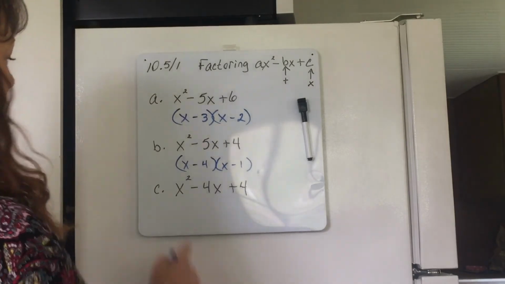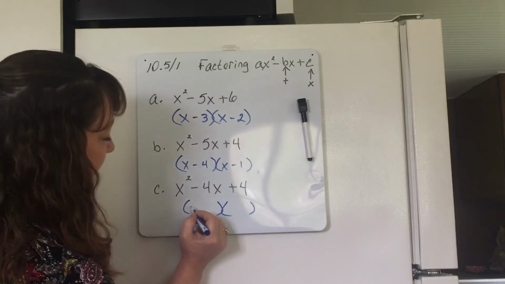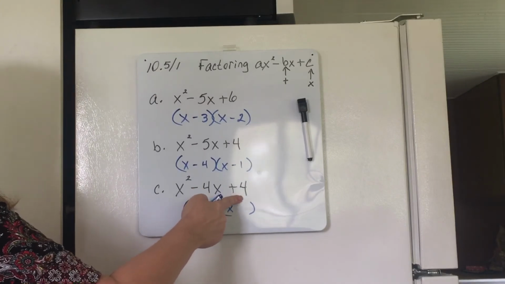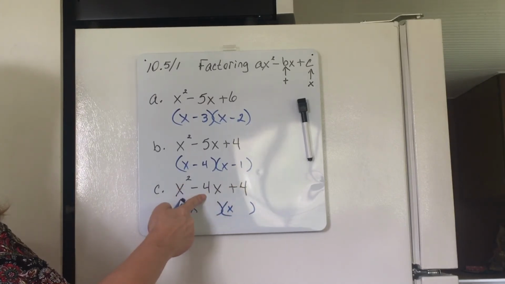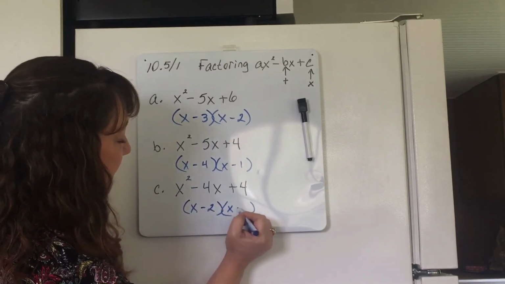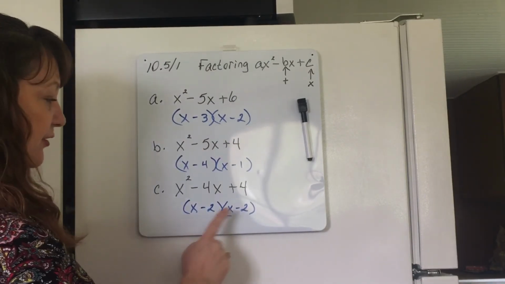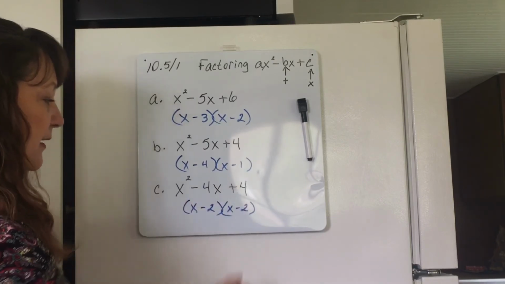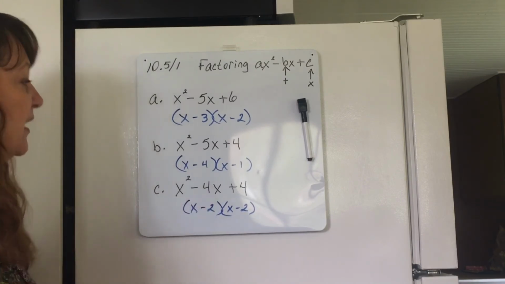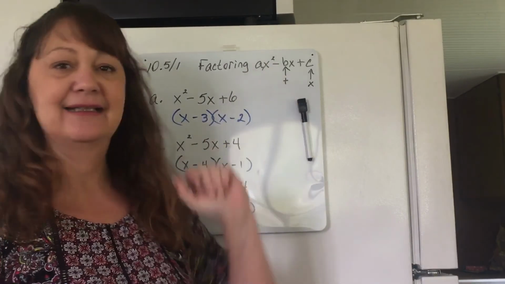One more. We're going to factor this one back out. X squared is still just x times x. Now, what can I multiply to get a positive 4, but add to get a negative 4? I'm thinking negative 2 and negative 2. Let's see if that works. Negative 2 times negative 2 is a positive 4, but a negative 2 plus another negative 2 is a negative 4. So that's how you factor out trinomials when B is negative and C is positive.